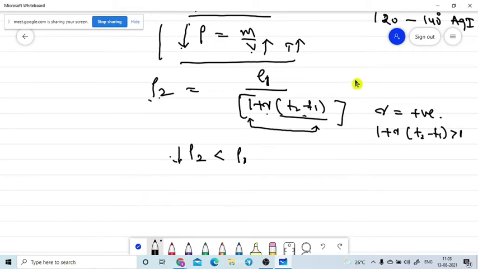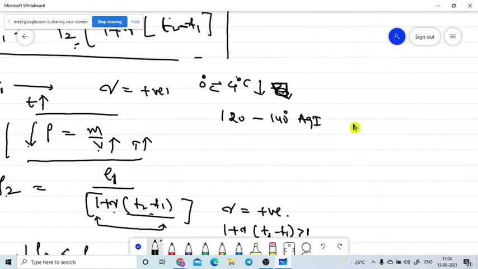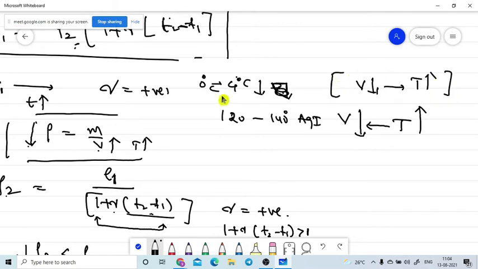Yes, I already told that one. Silver iodide will show a peculiar property: from 120 degrees to 140 degrees centigrade, the volume will decrease while temperature is increasing. So it is showing a reverse property. Water also will show that the volume will decrease while temperature is increasing, only in this region, only from 0 degrees Celsius to 4 degrees Celsius. And for silver iodide only 120 degrees Celsius to 140 degrees Celsius. What you told is absolutely correct.